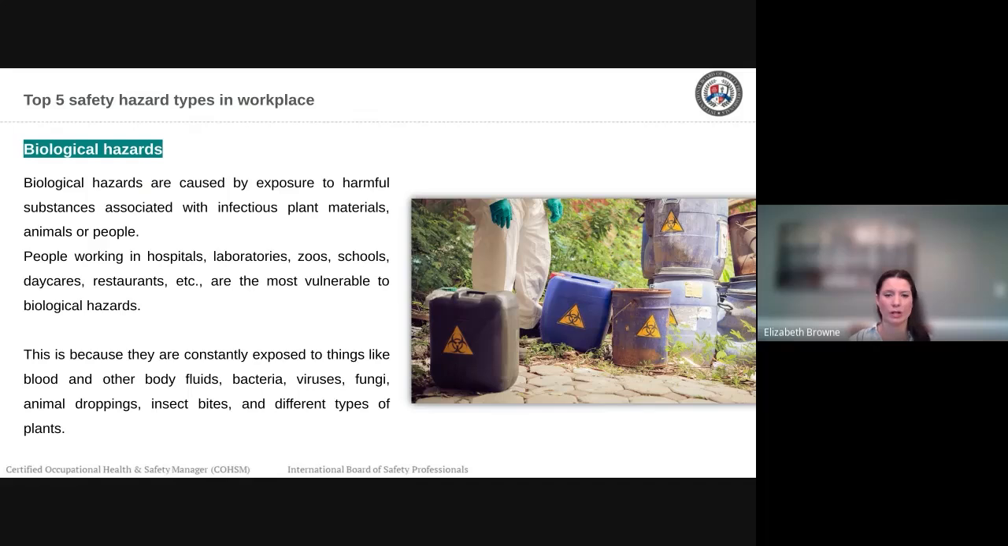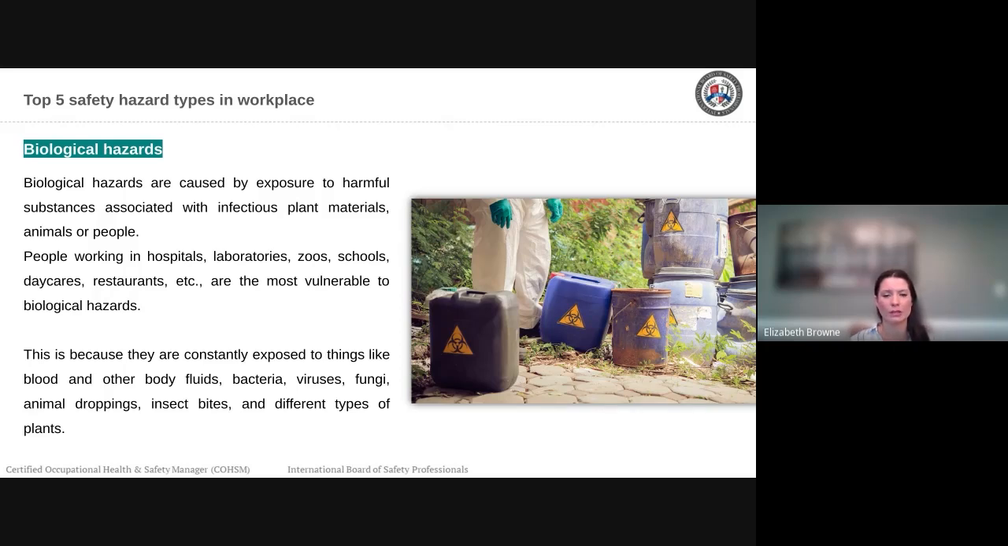Biological hazards are caused by exposure to harmful substances associated with infectious plant materials, animals, or people. People working in hospitals, laboratories, zoos, schools, daycares, restaurants are the most vulnerable to biological hazards.